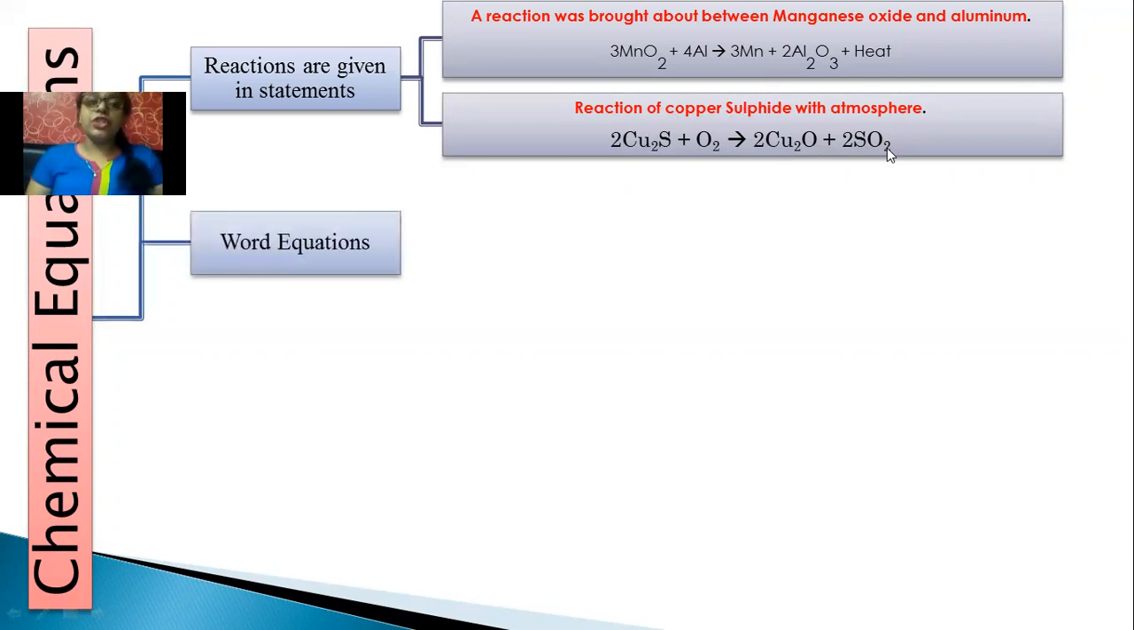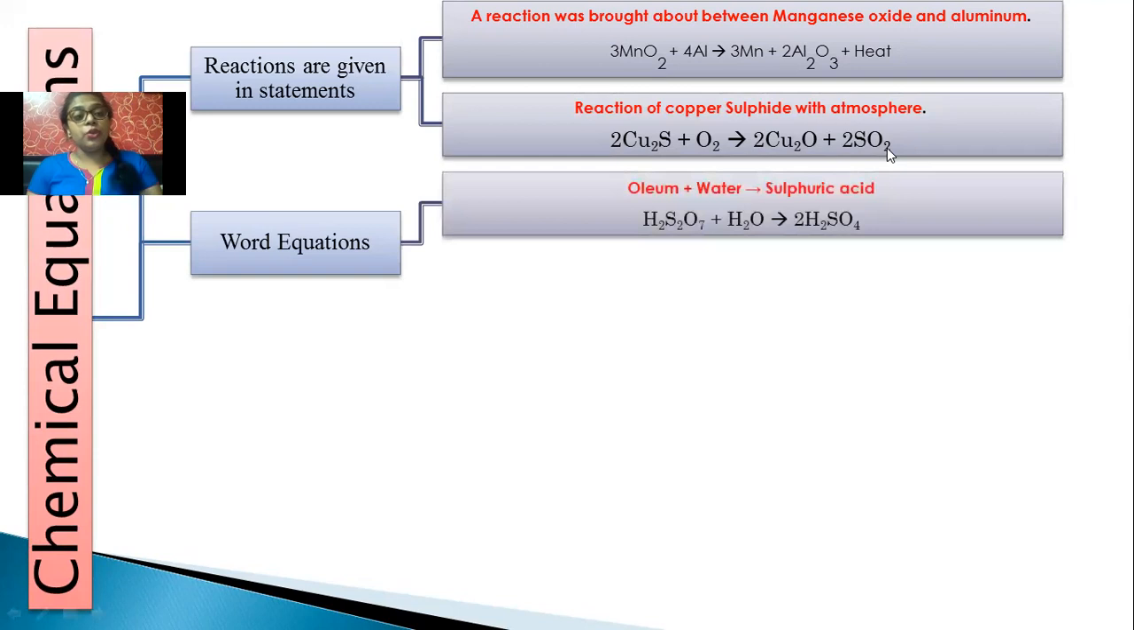The next type of question that can be asked is in the form of a word equation. That means the equation will be given to you, but in the form of words, in the form of names. For example, oleum plus water gives us sulfuric acid. Oleum is H2S2O7, which is also called disulfuric acid, plus water, that is H2O. It is giving us sulfuric acid, that is H2SO4. So the word form is given to us and we have to convert it into the form of formulae.